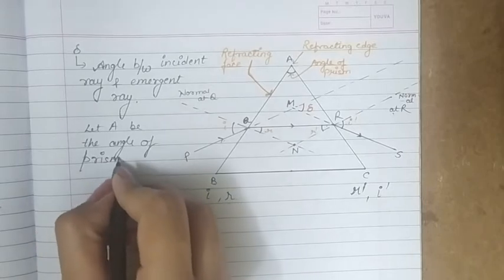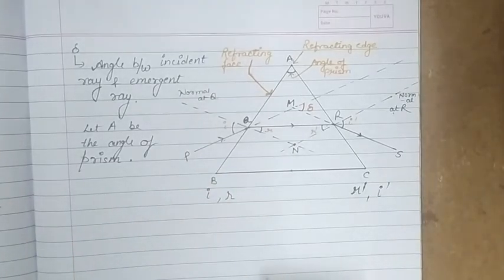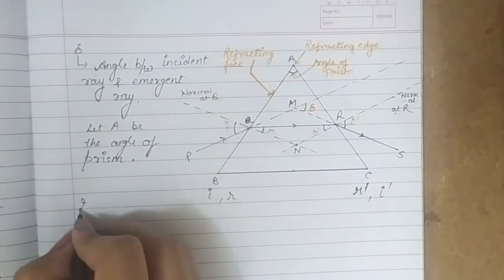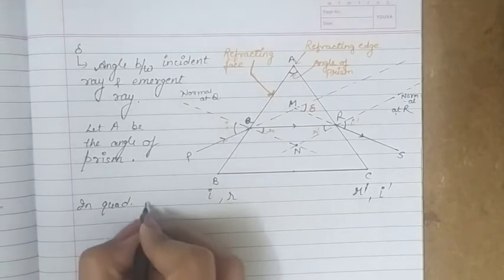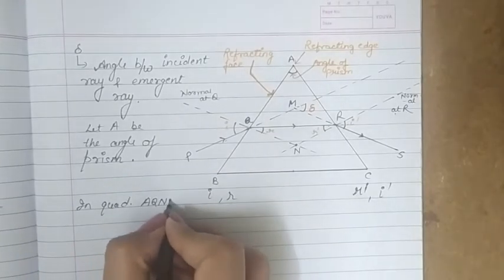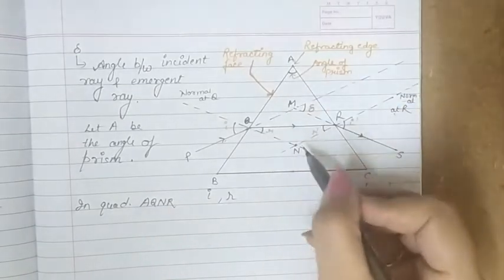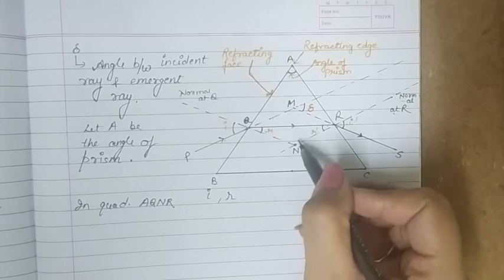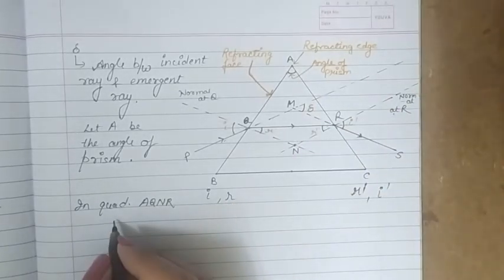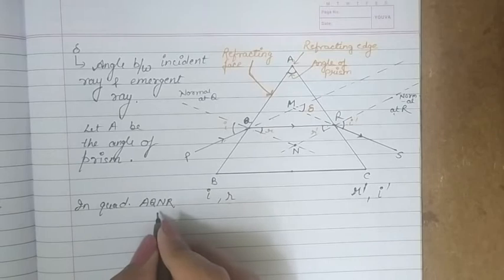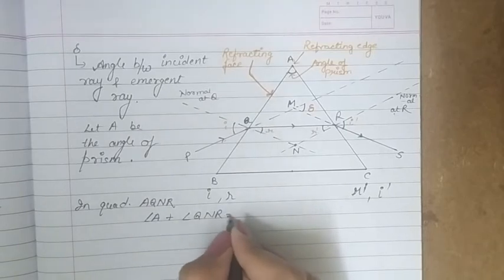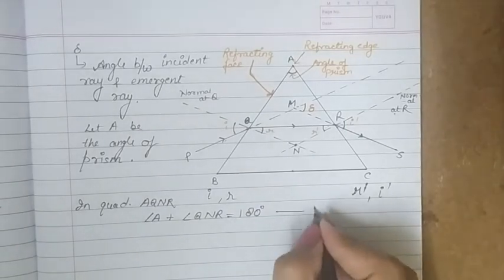Then from the quadrilateral AQNR, let's see in the diagram, this is A, Q, N and R. In this quadrilateral, angle A plus angle QNR, these are opposite angles, and their sum should be 180 degrees. So in quadrilateral AQNR, angle A, which is the angle of the prism, plus angle QNR is equal to 180 degrees. This is equation number 1.